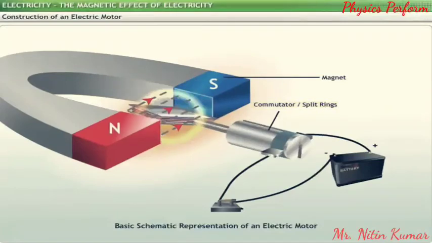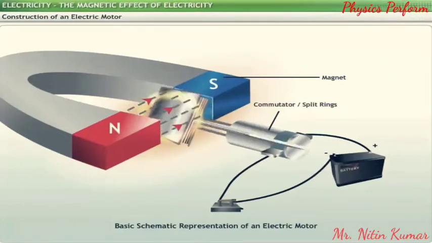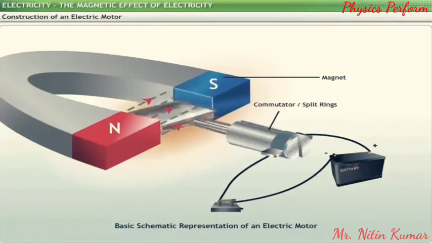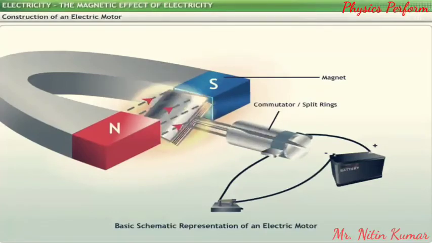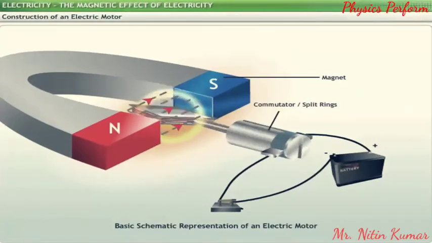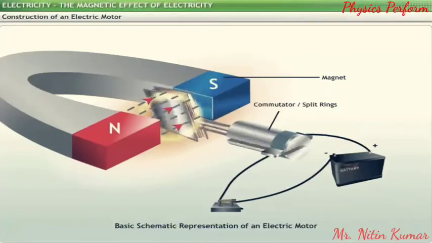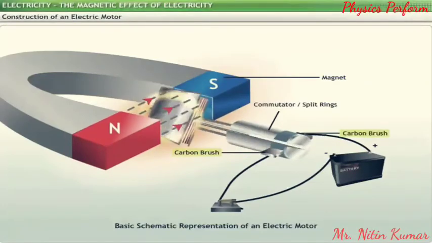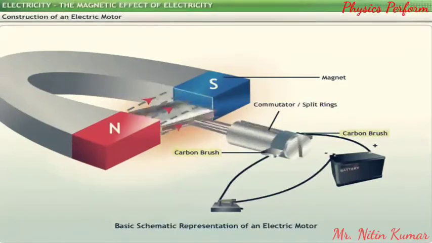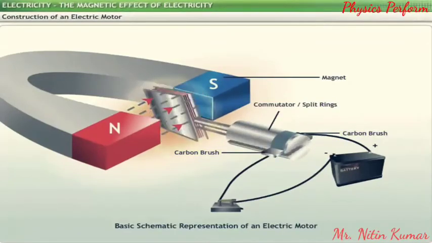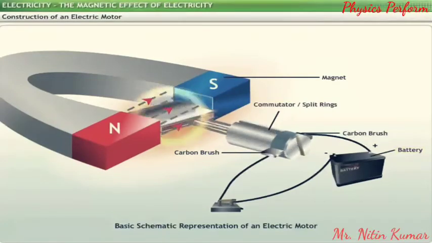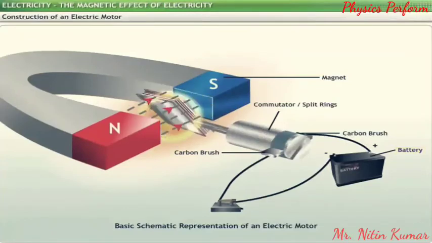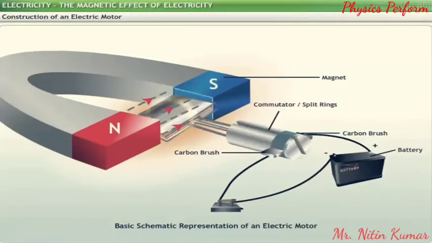A commutator, which is a metal ring split into two and is also referred to as split rings. This commutator is connected to the two ends of the coil. The shaft passes through the center of the commutator. 2 carbon brushes, tightly fixed to the 2 split rings connecting them electrically to the coil. A battery that provides electrical energy to the motor.